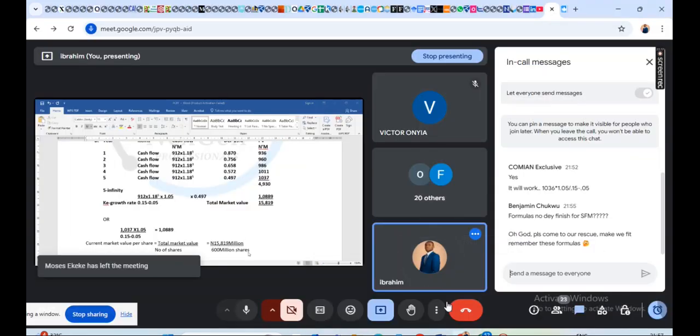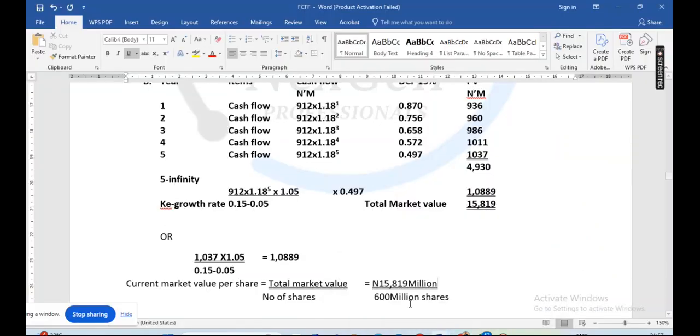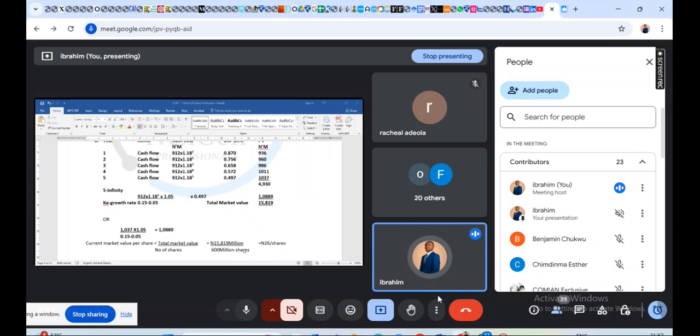Hello, class. 26. 26 naira per share. You divide it, you have 26 naira per what? Per share, Esther. So equals 26 naira because they say current value per share. Which means that if they want to list this company in the stock market, they will list it as 26 naira per share.